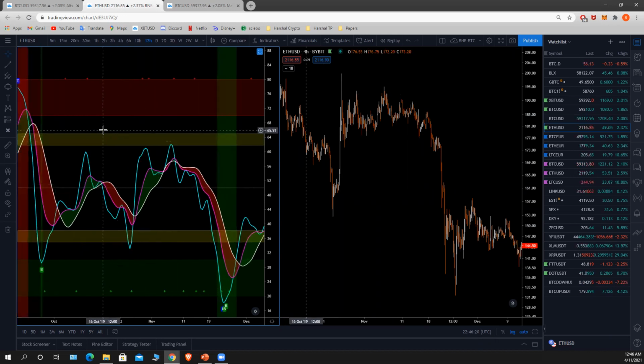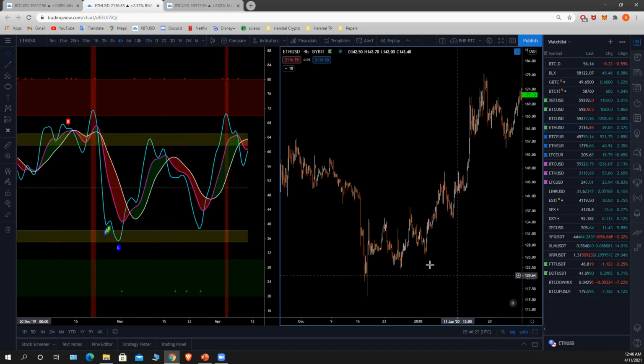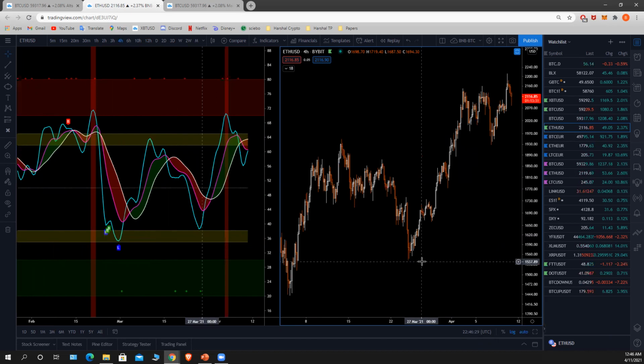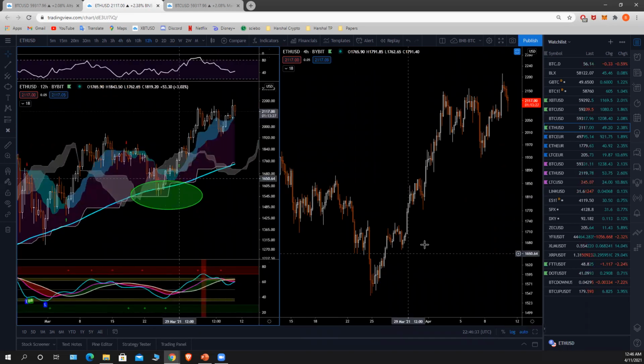With the other two indicators, swing and trend maker, I would suggest you combine them with any other indicator of your choice, maybe a standard moving average, EMA or SMA, anything.